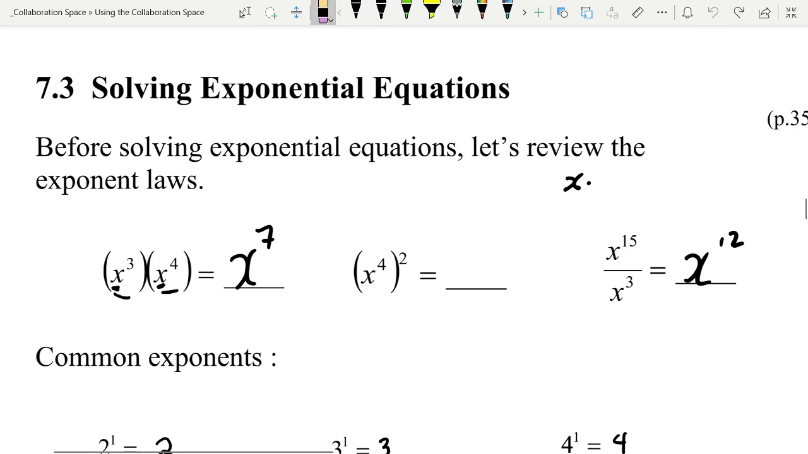Okay, I can't seem to make it all go away. There. Okay, next, what happens when you take the power of a power? You multiply them. And that's the 3 basic rules: product, quotient, power of a power.